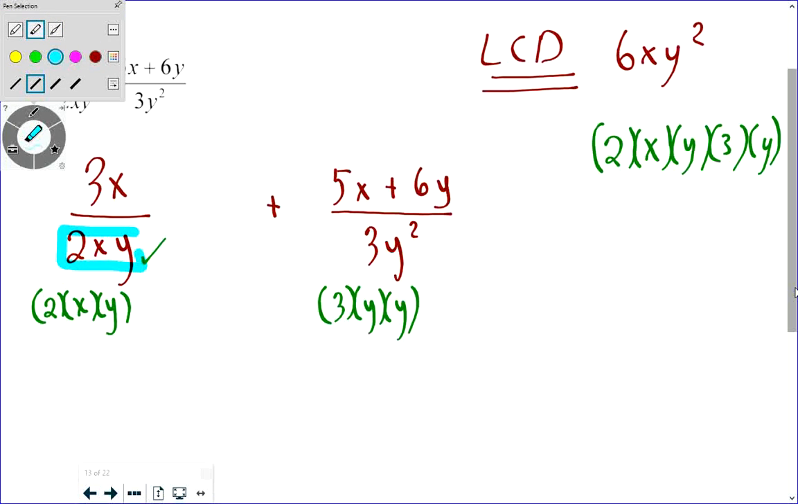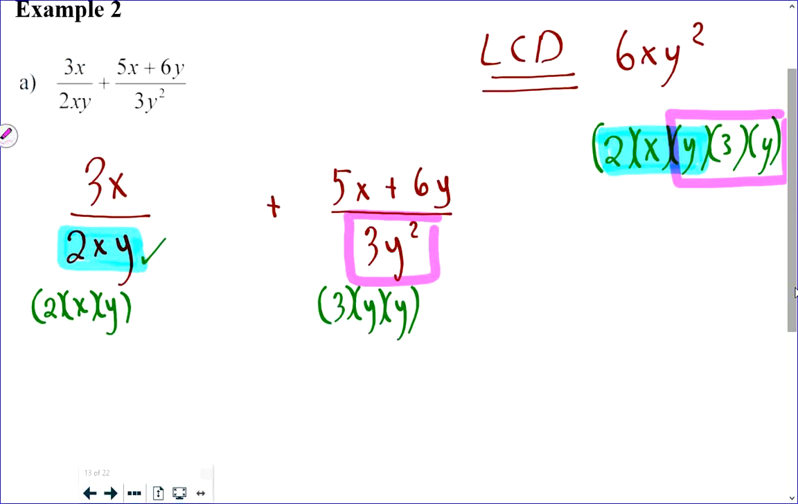This is right here. This is right there. They can overlap, and they probably will overlap most of the time. If they don't, then multiplying them together is the only option. Like if I had over x and over y, then it will be xy.